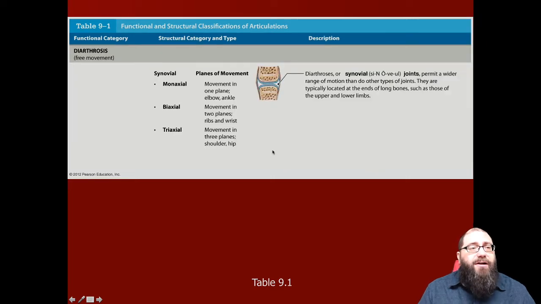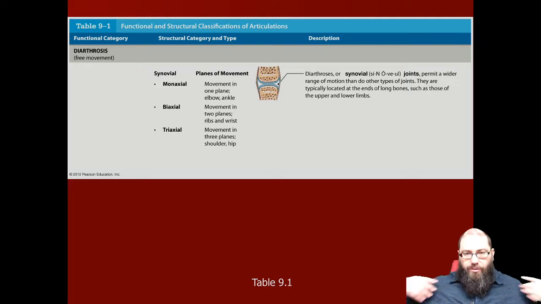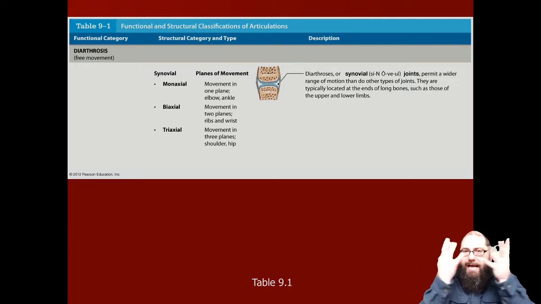And then our diarthritic joints, or diarthrosis, are freely movable joints. We see it's broken down to monaxial, biaxial, and triaxial. The structural category is synovial. It's got a synovial capsule filled with synovial fluid. It is called a synovial joint. Diarthritic or synovial joints permit a wider range of motion than any other joints, and they're typically located near the ends of your long bones. Like your upper and lower limbs, all right? So most of your limb joints, not your digit joints.